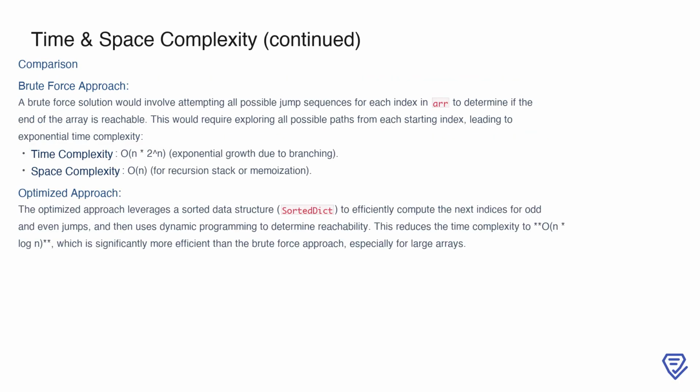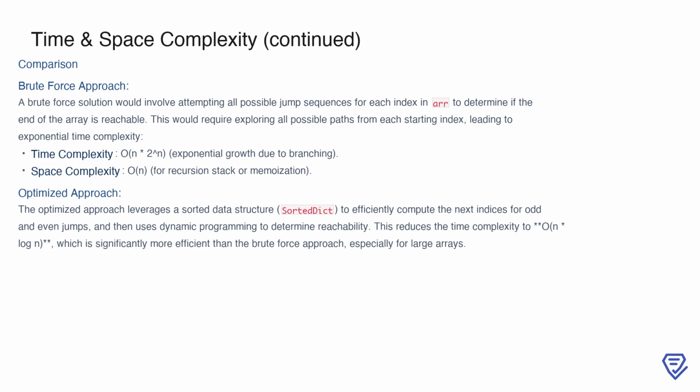To put this into perspective, let's compare the optimized solution to a brute force approach. In a brute force solution, you would need to explore all possible jump sequences for each starting index to determine if the end of the array is reachable. This approach would involve exponential growth in the number of possible paths due to branching, leading to a time complexity of n*2 to the power of n. The space complexity for the brute force method would still be n, to account for the recursion stack or memoization.